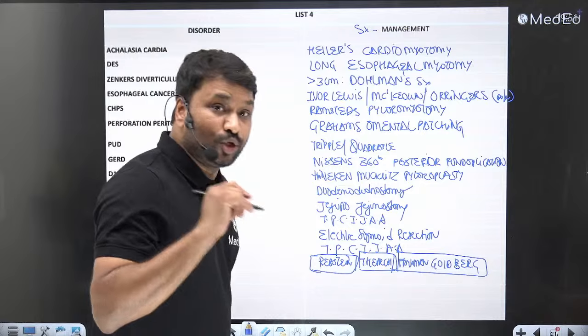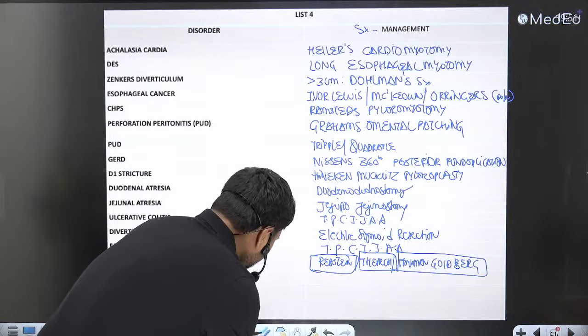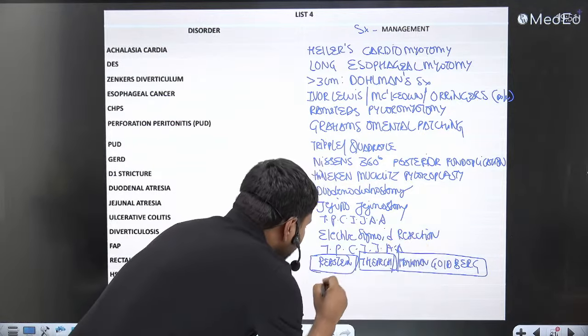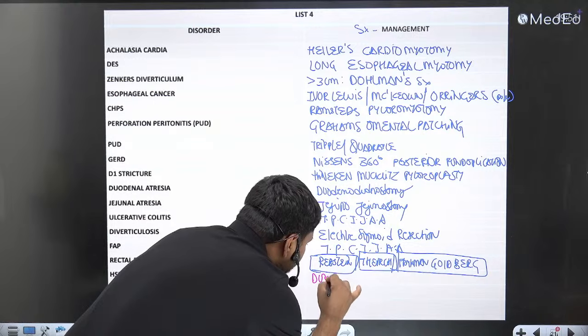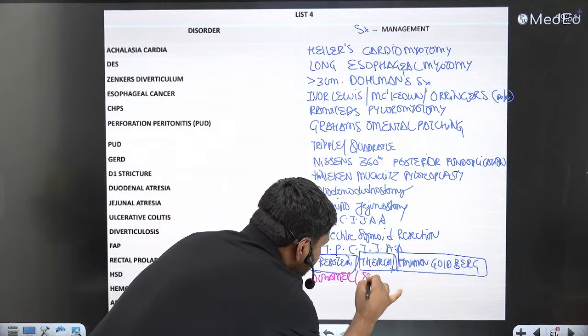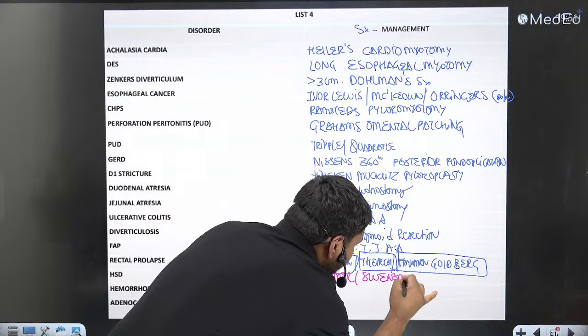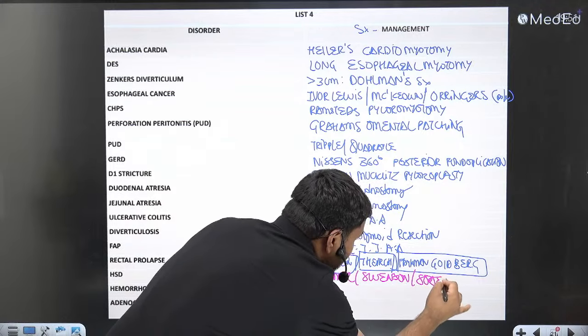Hirschsprung disease, you will do pull-through surgeries. What are the examples of pull-through surgeries? You have the names, no? We have the Duhamel. We have the Swenson. And we have the Soave, right?